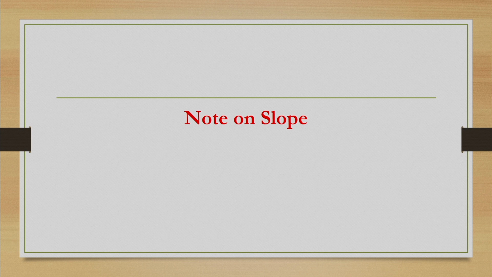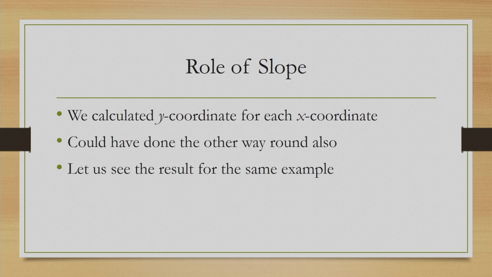But before that, I would like to point your attention towards another important topic, that is, consideration of the slope of a line when we are performing this scan conversion. In our example, what did we do? We calculated the y coordinate values for each x coordinate value. So, we increased x by 1 and calculated the corresponding y values using the line equation. You may wonder why we did so. We could have done it the other way around. We could have increased y and calculated the x values.